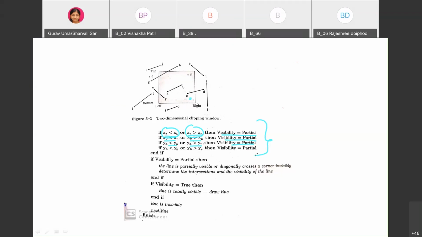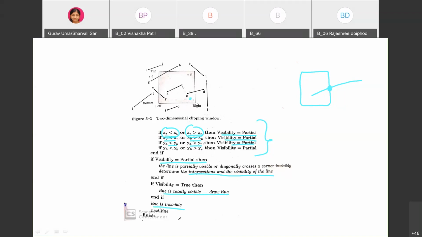So if visibility is equal to partial, what do we have to do? The line is partially visible or diagonally crosses a corner invisibly. Determine the intersection. As I have already told you, if this is my window and if this is the line, then we have to determine the intersection of that line. So if the line is partial, then we will calculate the intersection. And if visibility is true, then the line is totally visible, else the line is invisible.